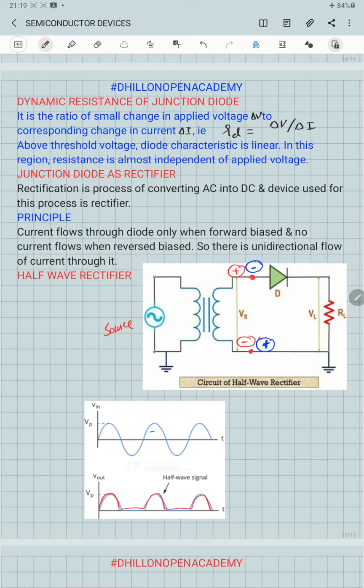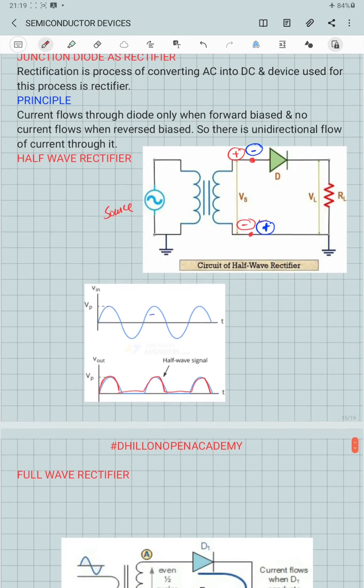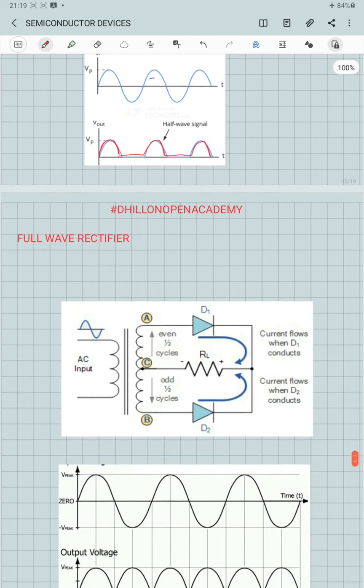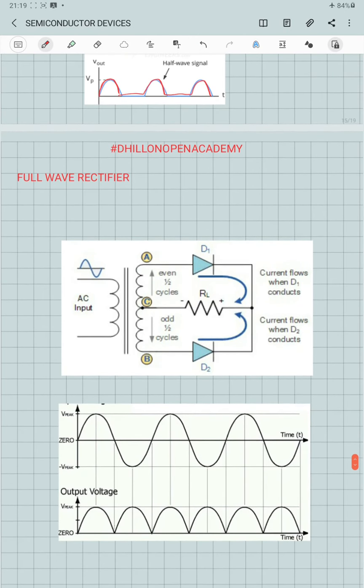So if we want to obtain a smooth DC voltage with lesser disturbances, we should be able to rectify not only the positive half cycle but also the negative half cycles. So in order to do that, we have a full wave rectifier in which two diodes are used. So here we have the AC input, alternating current input, which is to be converted into direct current.